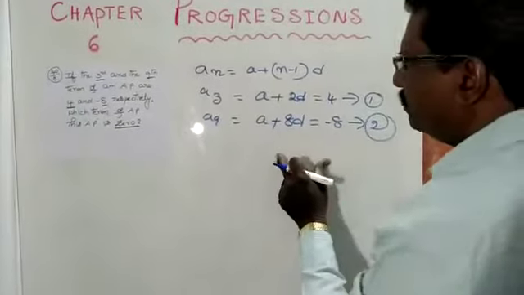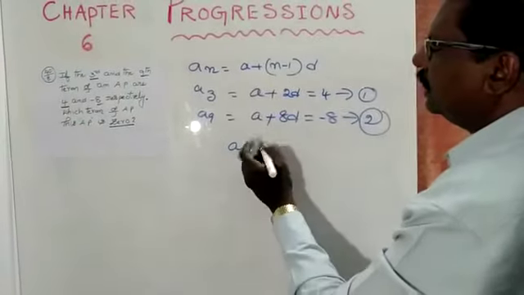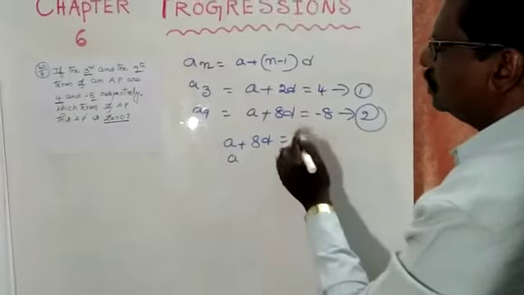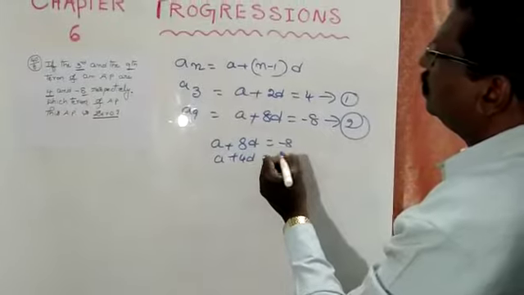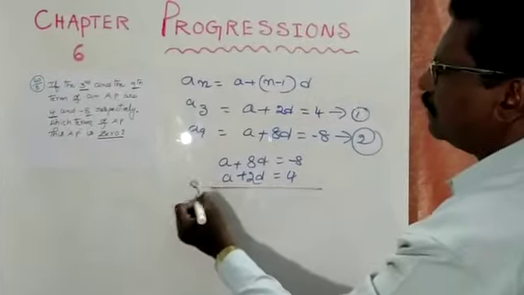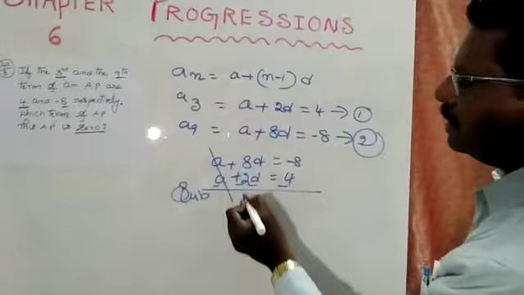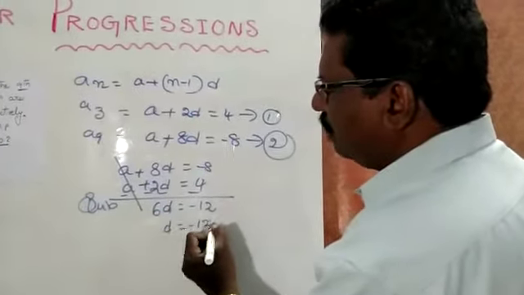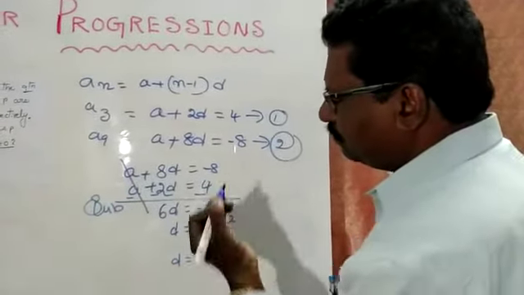Then you have to solve these two equations. a plus 8d equal to minus 8. a plus 2d equal to 4. Subtract. Minus, minus, minus, a will be cancelled. 8d minus 2d, 6d, equal to minus 12. d equal to minus 12 by 6. 6 will be cancelled 2 times. d equal to minus 2.